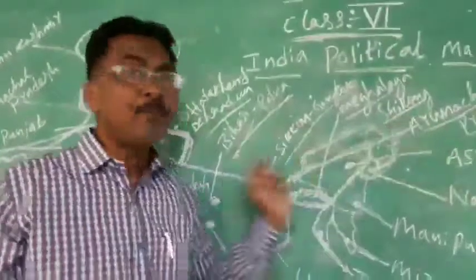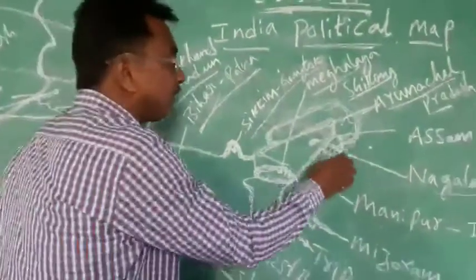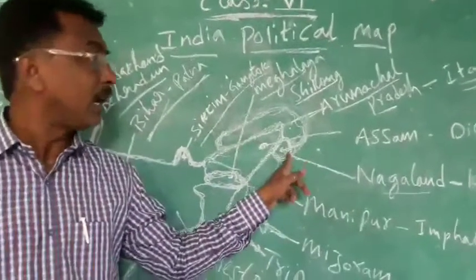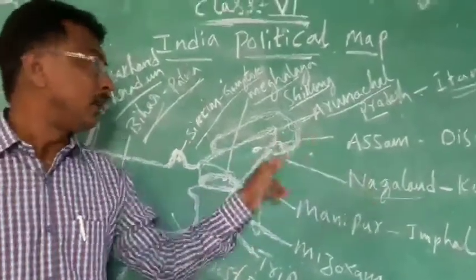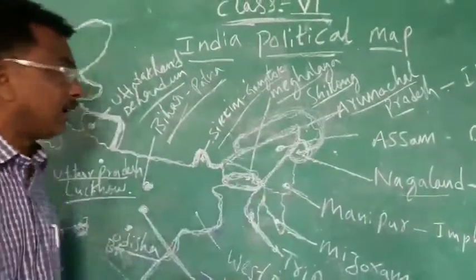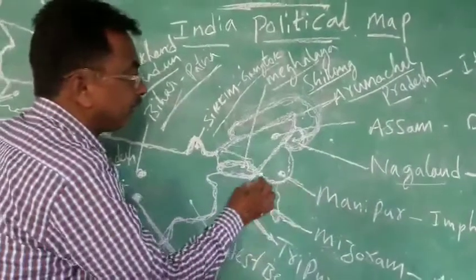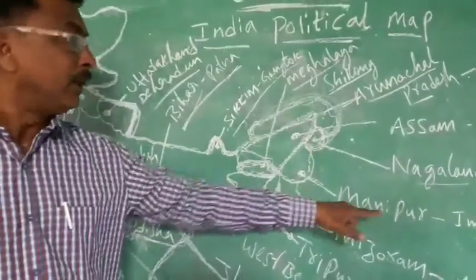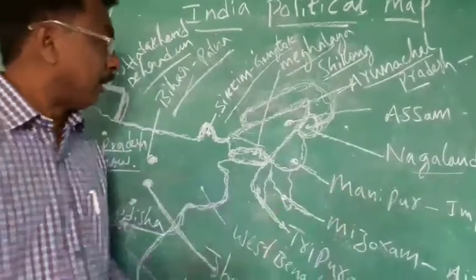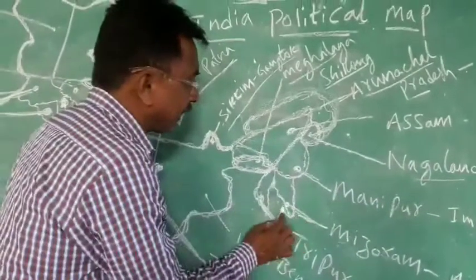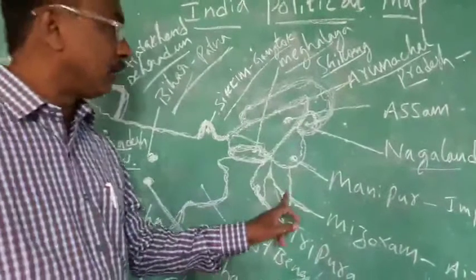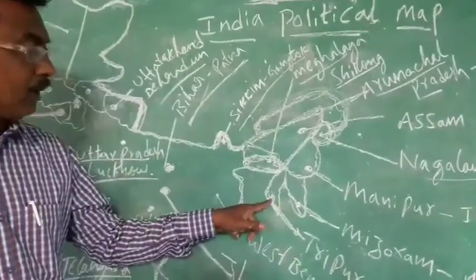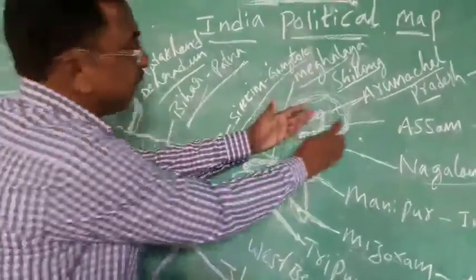It is Assam, Dispur, and beside that Nagaland, Kohima. And you see here Manipur, Imphal. Properly you see Manipur, Imphal, and it will be like this. Here this is called Mizoram, Aizawl, and here Tripura, Agartala.